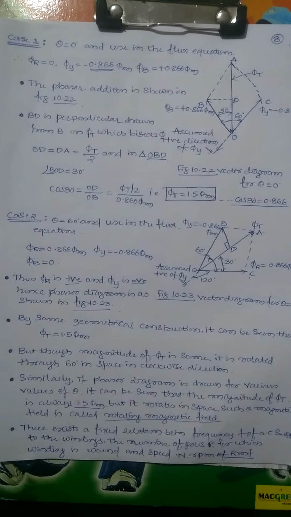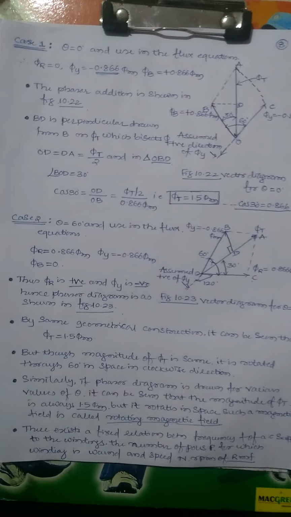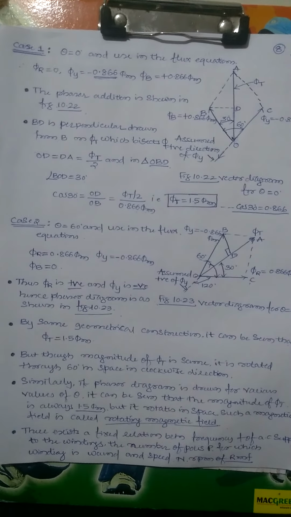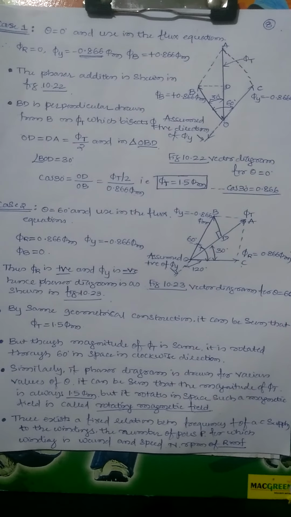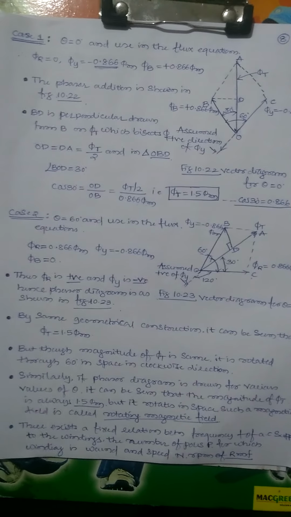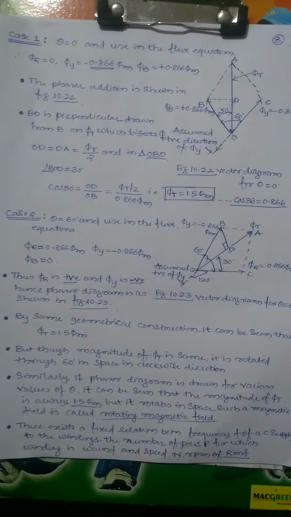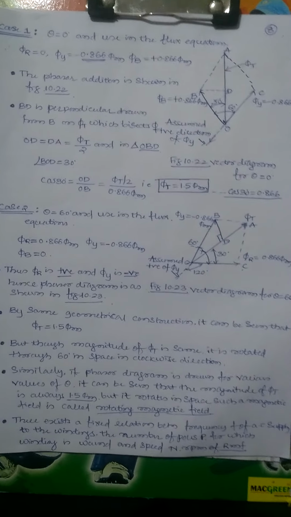It means 30, 60, 120. The difference between the angles is always equal, and the magnitude of the total flux is always 1.5 times the maximum flux. But it rotates in space; such a constant magnitude field is called RMF. Why the RMF? Here the current is rotating in the rotor. That depends on the angle. The whole process is called a rotating magnetic field.